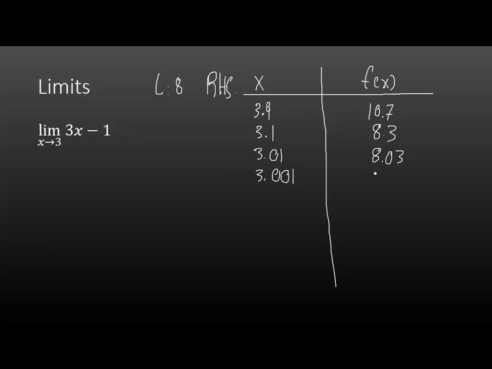So if we substitute 8.001, we will have 8.003. And if we substitute 8.0001, we will have 8.0003. So what can we observe? That means as the x values approach 3 from the right side, we have these results.